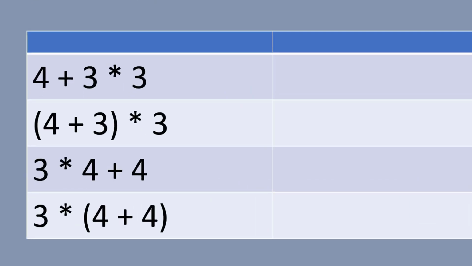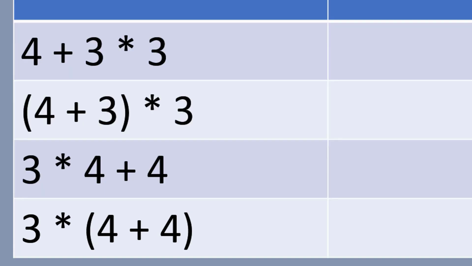So if we're looking at these calculations, the 4 plus 3 times 3, well, the 3 times 3 takes precedence there, so 3 times 3 is 9, plus 4 is 13. Whereas the next one down, the second formula we're looking at, we do the 4 plus 3 first because that is inside brackets. So 4 plus 3 is 7, times 3 is 21.